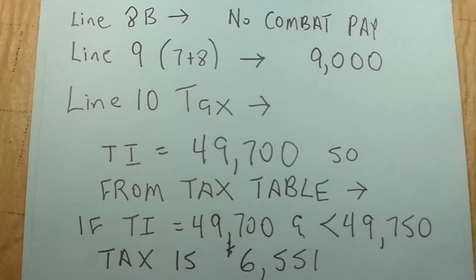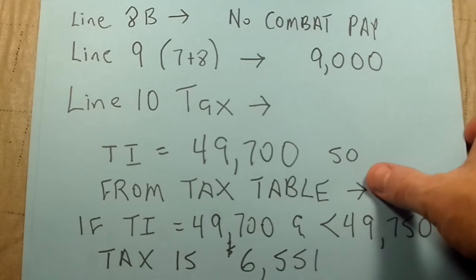So for the minute, forget the $9,000. We're going to come back to that later. Taxable income is $49,700. So if you use the tax tables, if taxable income is between $49,700 and $49,750 for married filing jointly taxpayers, the tax is $6,551.